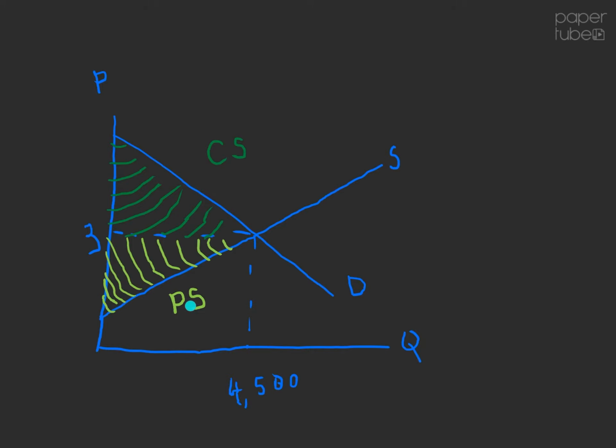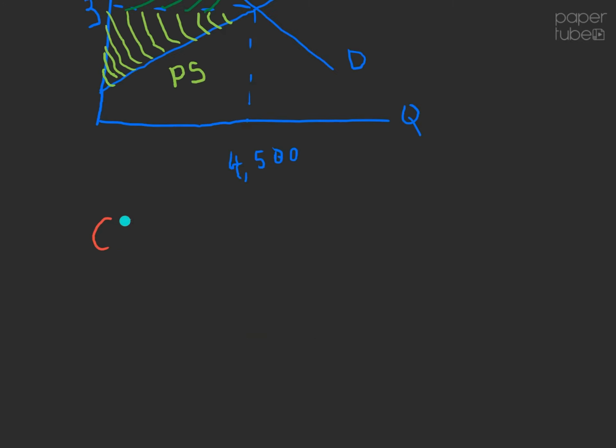Now, total welfare, or the welfare in this market, is the consumer surplus plus the producer surplus. And that is the welfare in the market, or total welfare. It's quite easy to find that on the graph.